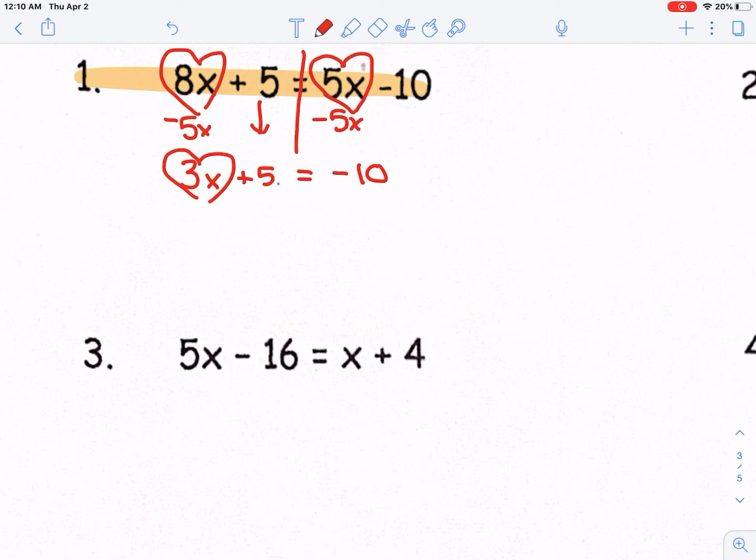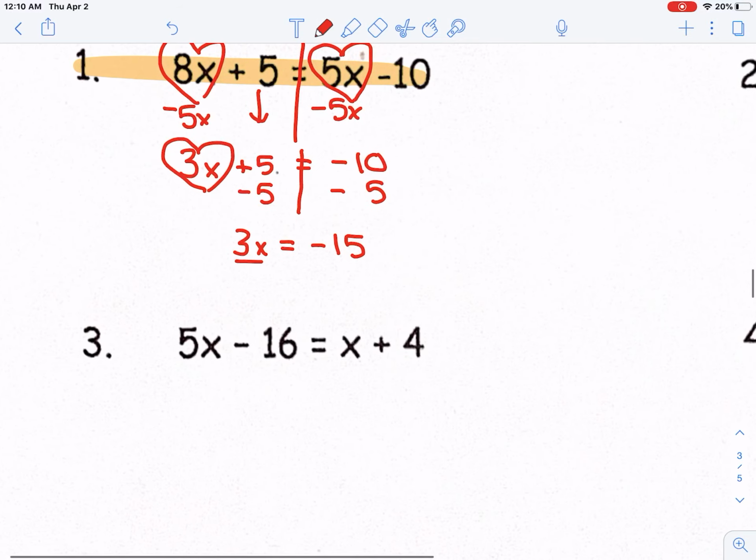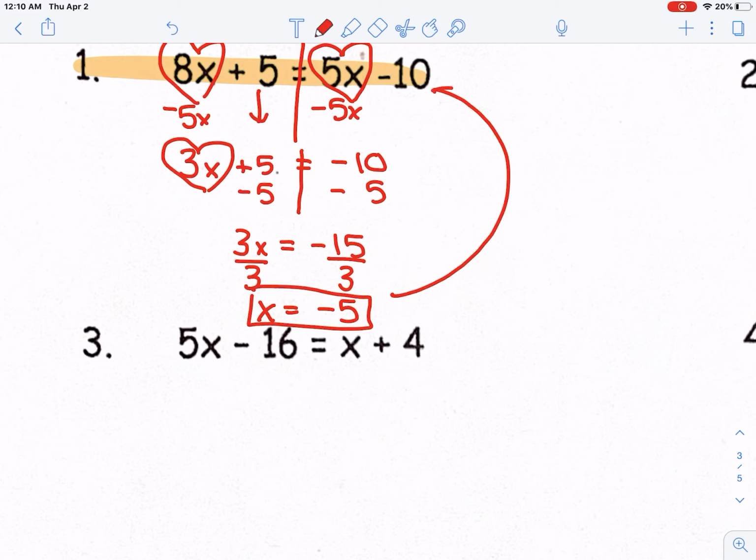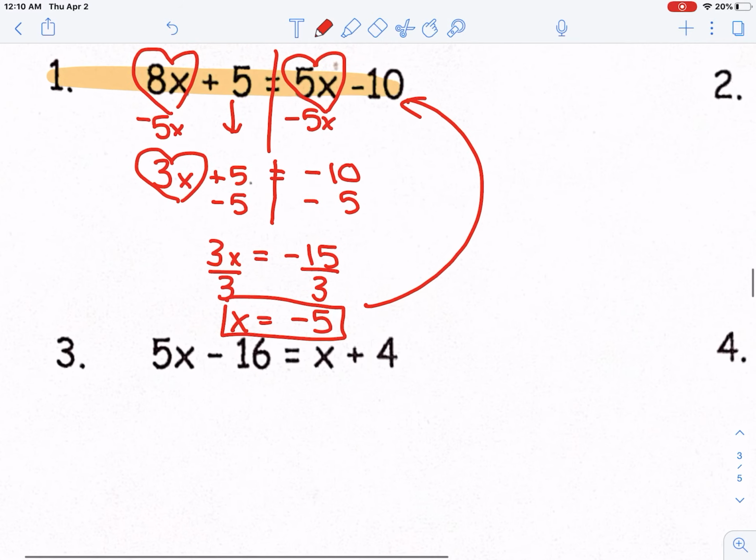So now I'm left with just one variable term. So I'm going to go ahead and subtract my 5 over, because I want that x by itself. And I'm left with 3x is equal to negative 15. And again, remember, anytime you have that number next to a letter, that's multiplying. So to undo that, we have to divide. And we are left with x is equal to negative 5. Again, you can always plug that back in and double check, but you can trust me when I say it is negative 5 for this one.